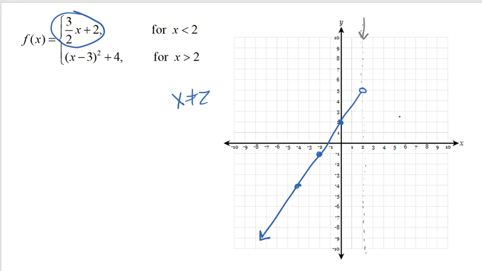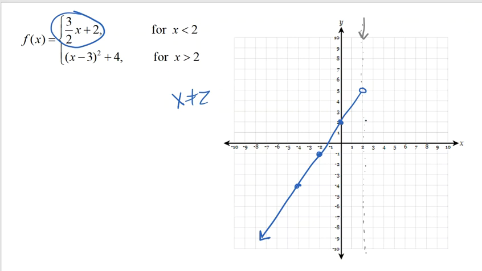Now, if you don't like graphing lines in the way that I just did, you could just create points. Plug in -5, get a point, graph it. And how many points do you need to make a line? 2. So plug in -1, graph the point, connect the 2 points, and you've got yourself a line. Really not that hard. All right, then if x is greater than 2, I need to use this parabola, okay?